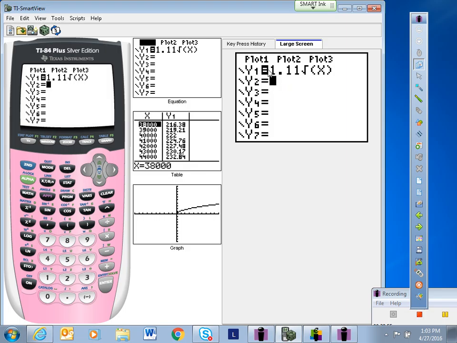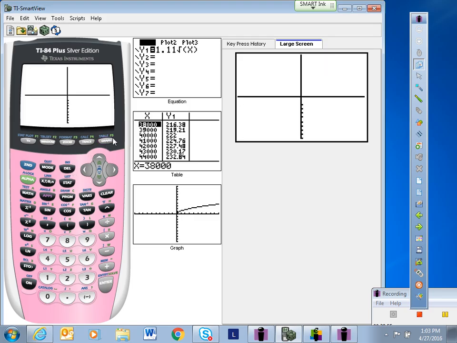Okay, so here we go. I went to y equals and I plugged in 1.11 times the square root of x. Here's the graph of it right here. People, does it look like it's supposed to look? It's a square root function, okay?